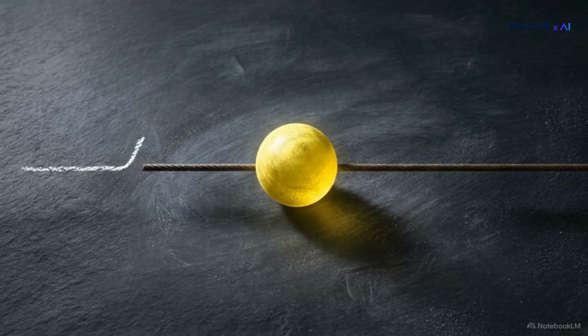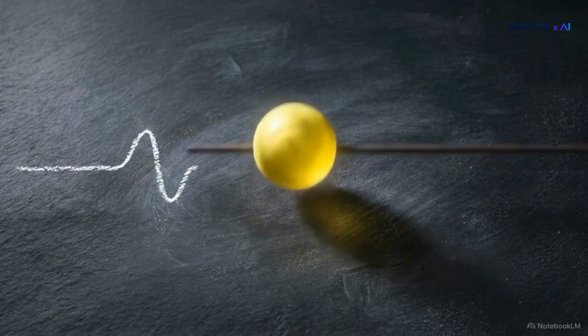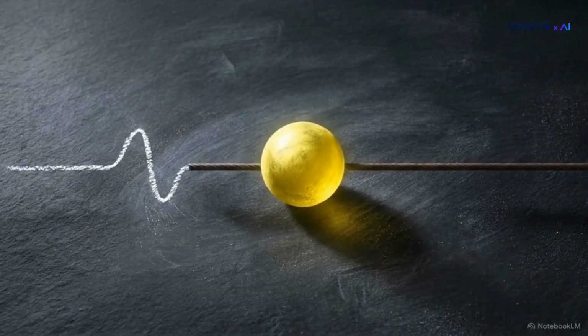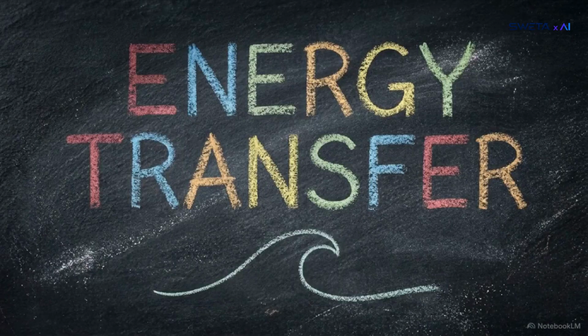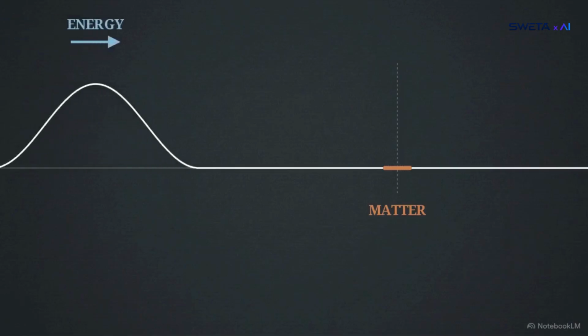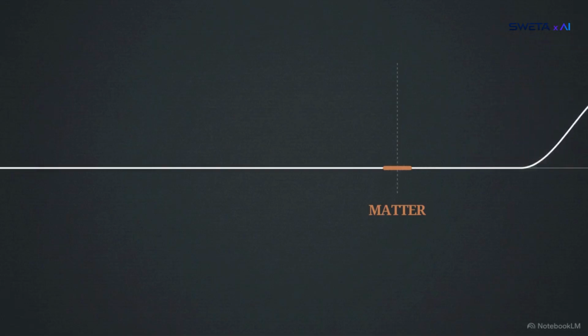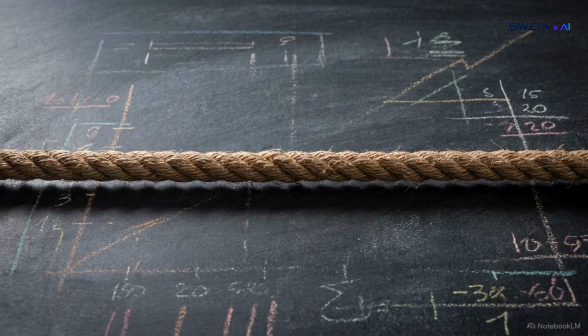Watch this yellow particle as a wave pulse travels the string. The pulse moves left to right, but the particle moves strictly up and down. This defines the mechanism of a mechanical wave. It is a disturbance that transfers energy continuously across space without causing a net transport of matter. The string stays exactly where it is, only the energy moves.